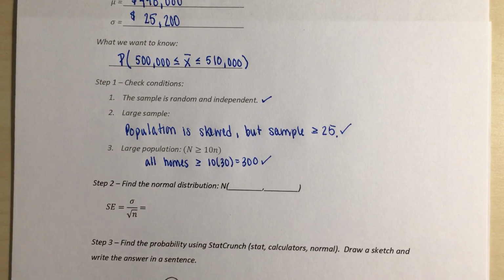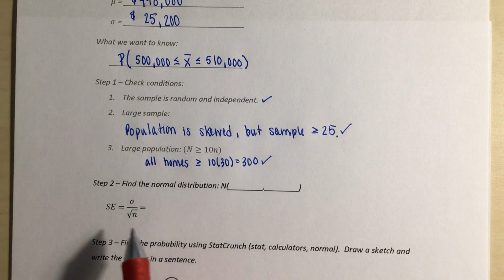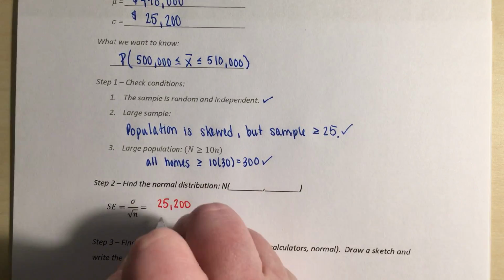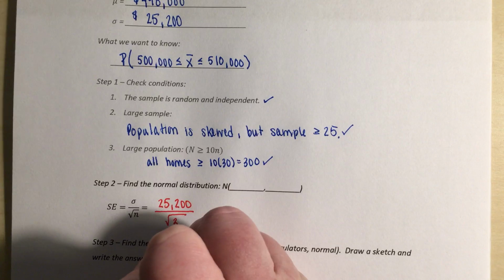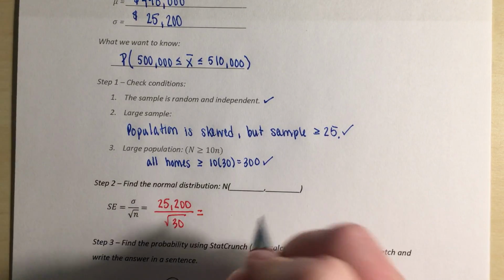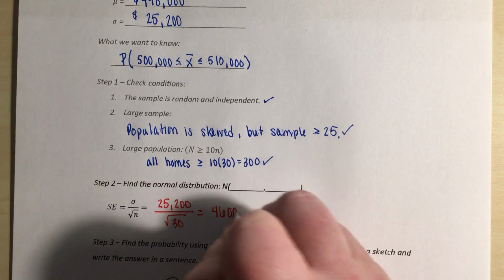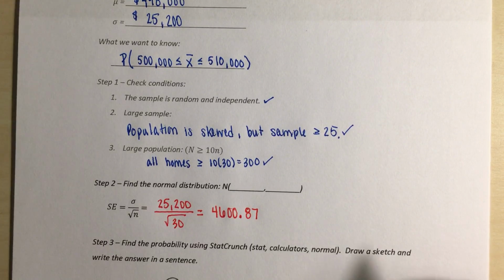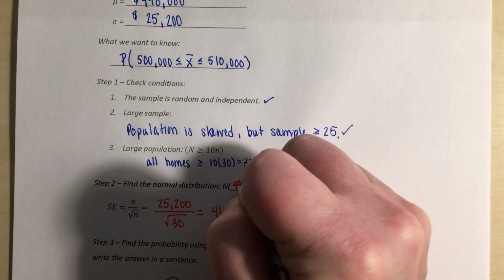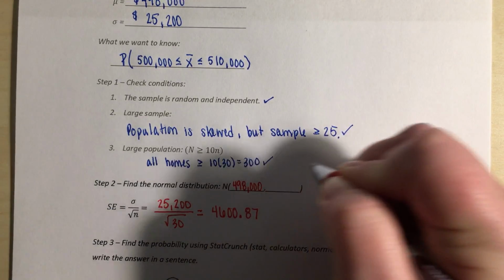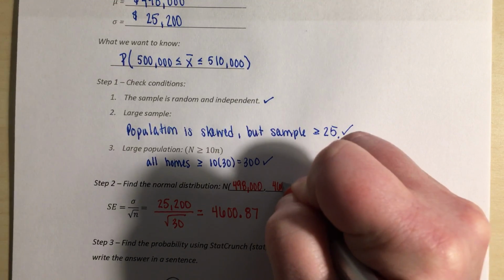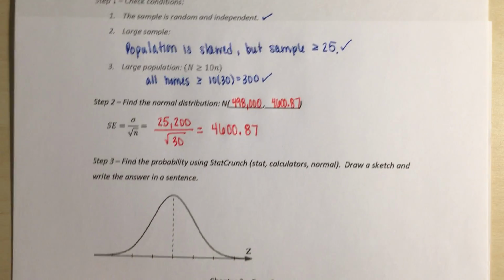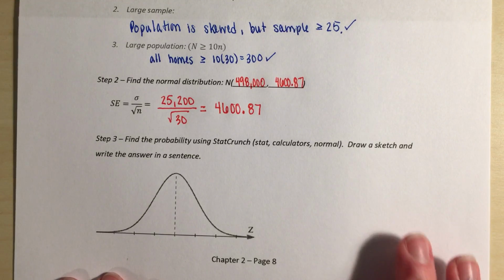Right, so now we need to find our normal distribution. So we're going to start by finding our standard error. Our standard deviation was 25,200 divided by the square root of our sample size, so the square root of 30, and that gives us 4,600.87. Right, so our normal distribution is represented by the mean of 498,000 and then a standard deviation of $4,600.87. All right, so now we are going to again go to StatCrunch to finish this off.